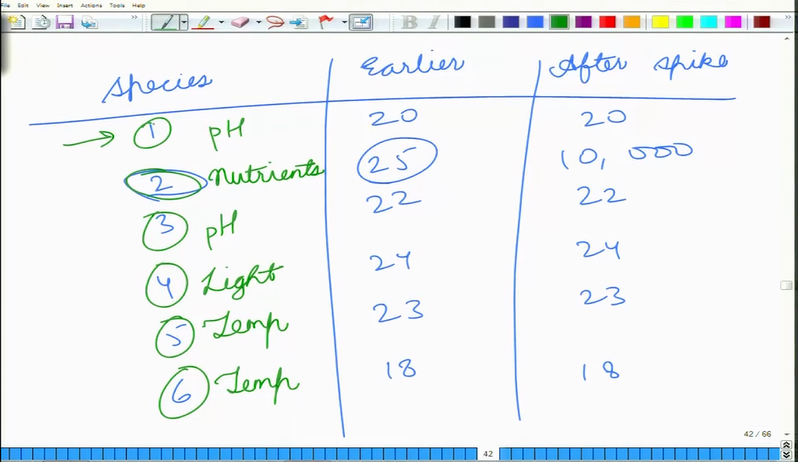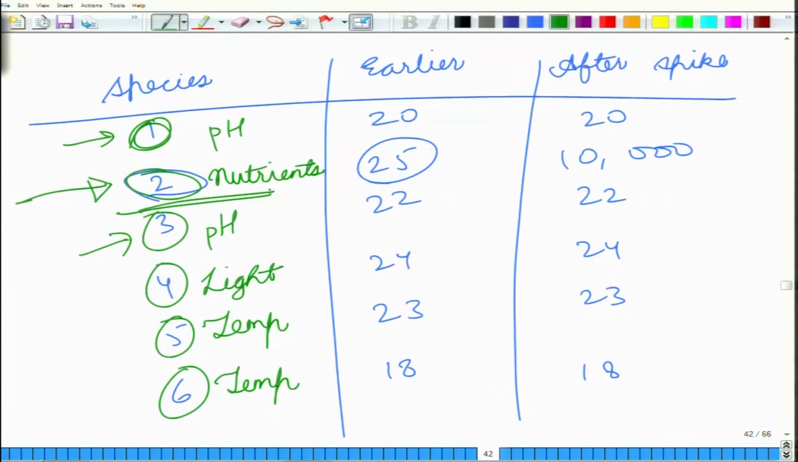So, in that case this species would have proliferated much better, but then because of all of these species, this one was the one that was actually limited by the nutrients that were available. So, it was tolerant of the pH, it was tolerant of the temperatures, it was tolerant of the light. The only thing that it needed was the nutrients. So, once you put in the nutrients, other species are not able to overcome their limitations, but this species is able to overcome its limitations, and from 25 it becomes 10,000.